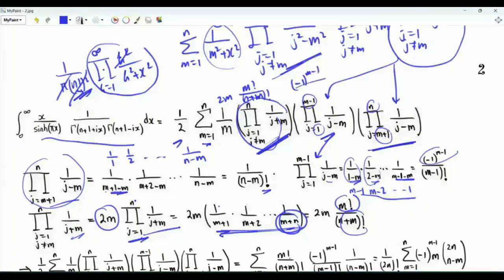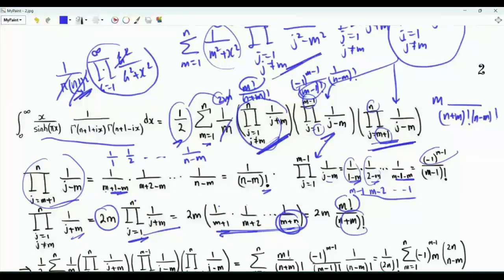This one is minus 1 to the m minus 1 over m minus 1 factorial. And this one is 1 over n minus m factorial. This m goes away with that m. We have 2 that cancels this 1/2. M factorial divided by m minus 1 factorial. That's m. Then we have n plus m factorial, n minus m factorial. We multiply and divide by the factorial of 2n. This is the binomial coefficient, 2n choose n minus m. The summand now is this minus 1 to the power m minus 1 times m times this binomial coefficient.